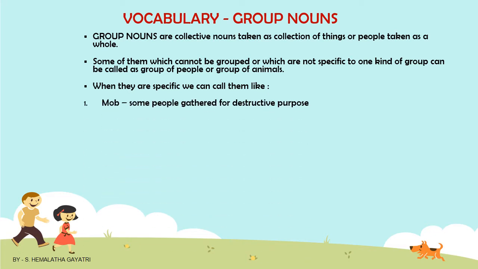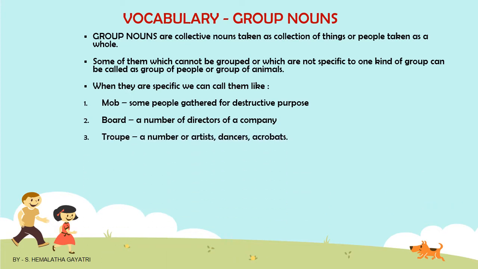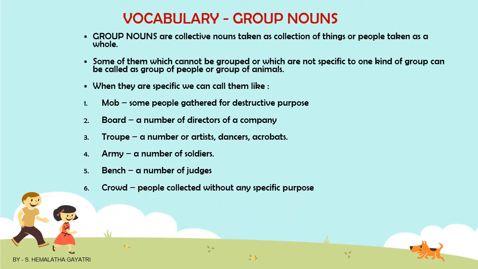A mob is a group of some people gathered for destructive purpose. Board, a number of directors of a company. Troupe, a number of artists, dancers or acrobats. Army, a number of soldiers. Bench, a number of judges. Crowd, people collected without any specific purpose.